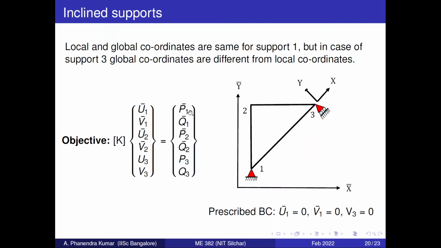Similarly, the forces are also p1 bar, q1 bar, p2 bar, q2 bar. As we have considered u3 and v3, the forces should also be local, p3 and q3. Previously we have seen that if we convert from local to global, we have the T transpose K T formulation, but it will be a bit different here.